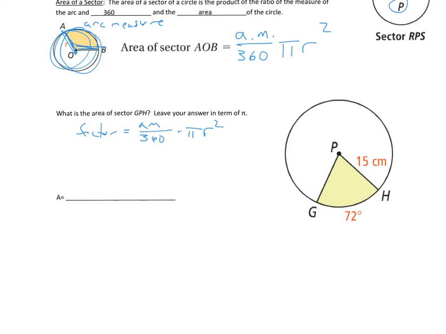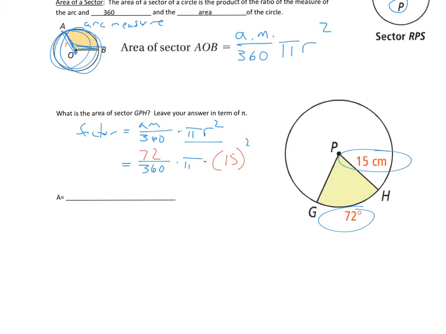It's really similar to that arc length formula, only this over here is area. So look, I have a radius, I have my arc measure, and so the sector is going to equal 72 over 360 times pi times 15, which is the radius, squared, right? So what I did in red there is really all you have to look for and all you have to fill in.